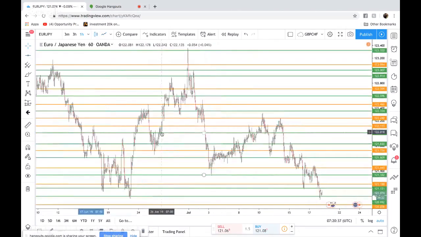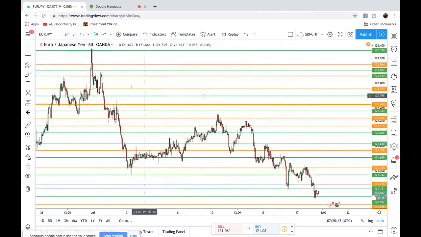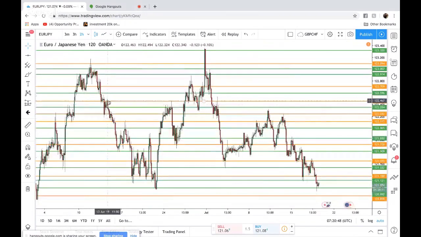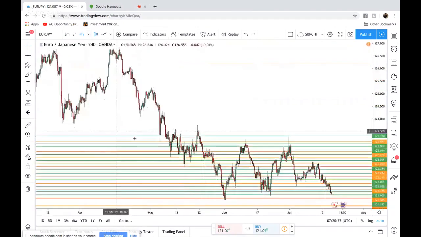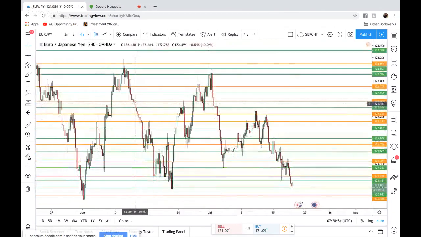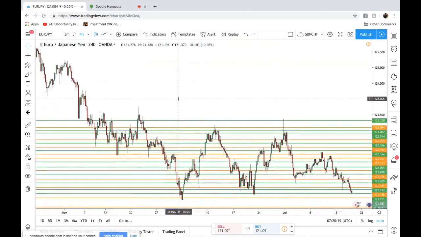Now that I'm here, I like this because I've already identified some key levels of where the market's at. The next thing I'm going to do is go to your 2 hour or your 4 hour. And I want you to look at the wicks in the market. Wicks show you a lot of indecision.